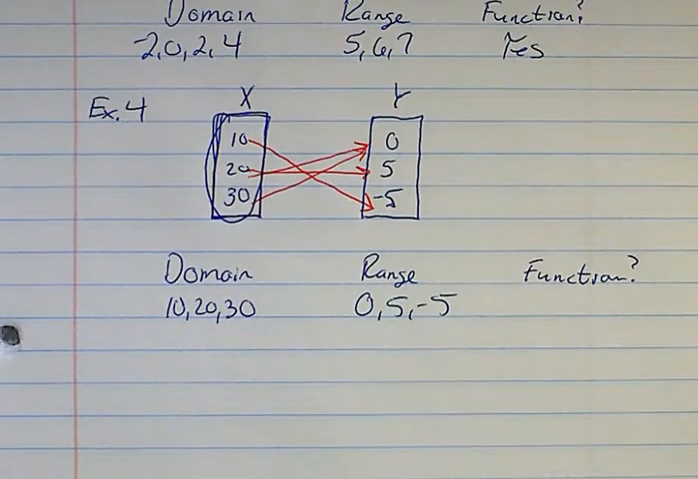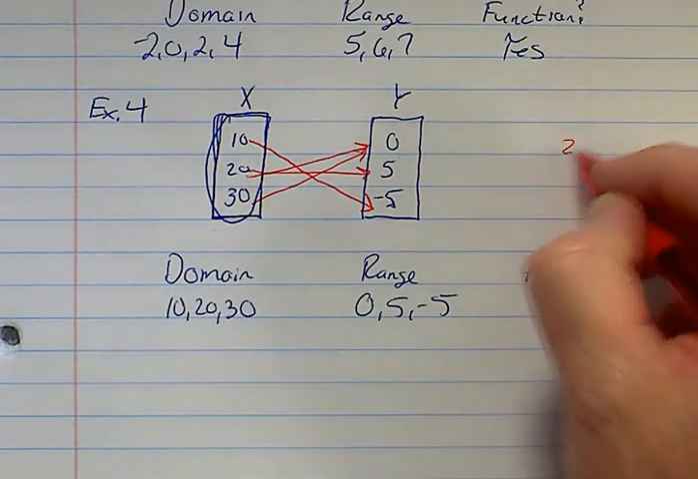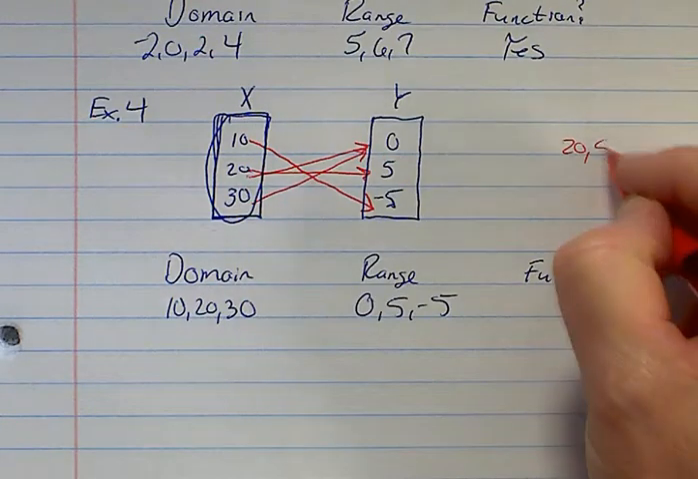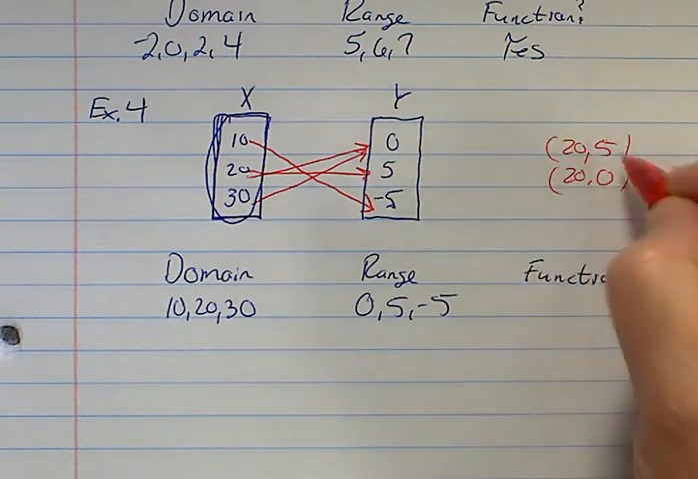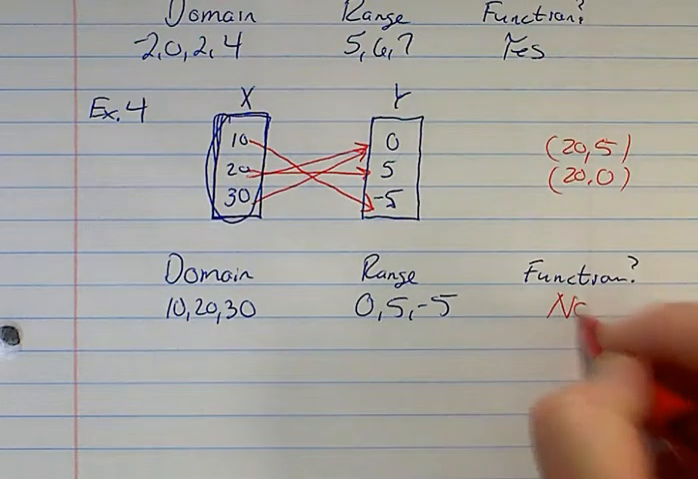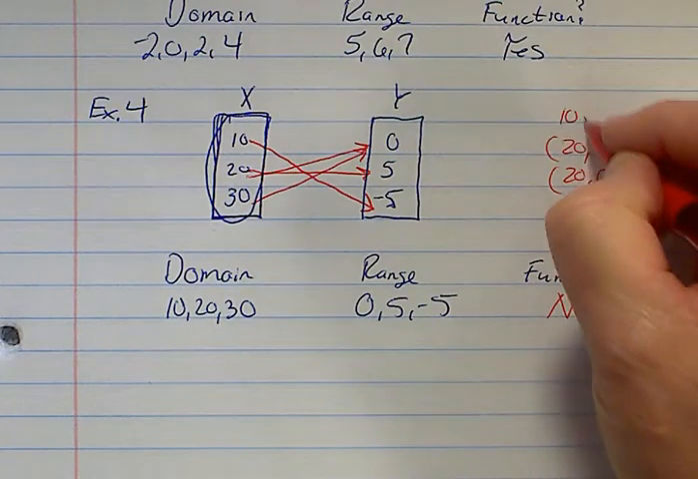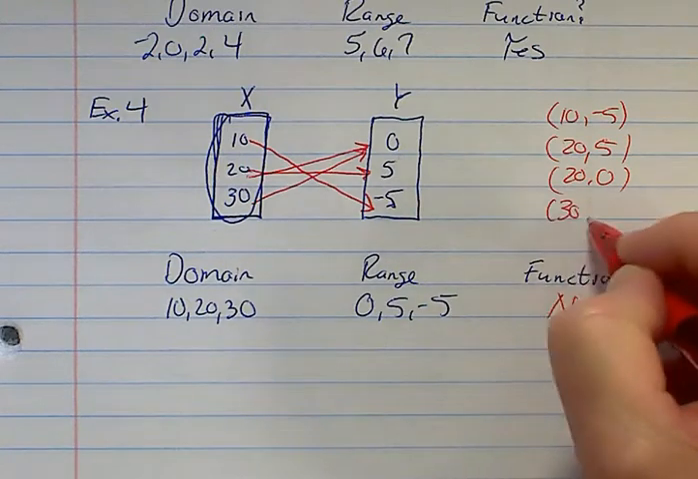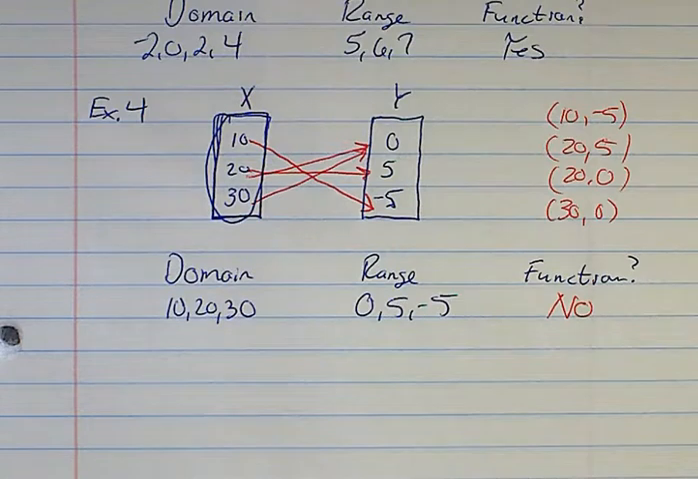Alright, and then the function part. Well, you've got 20 could go to the 5 or 20 could go to 0. So because the 20 could be two different values, that's not a function. Now the 10's okay because the 10 goes with negative 5. That one's fine. The 30's okay because it goes with a 0. But because the 20 goes two different directions there, that's what makes it a no.